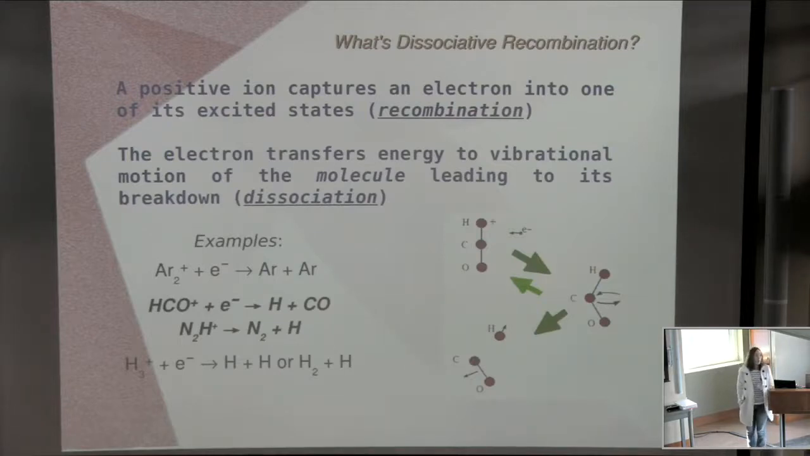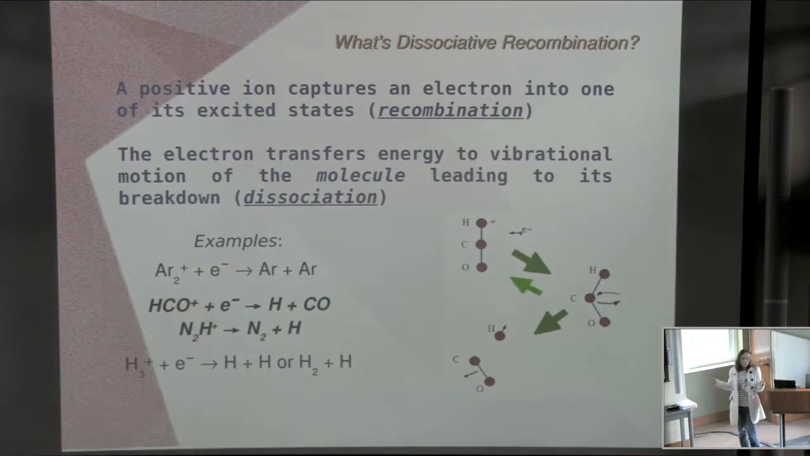I'm sure everybody already knows what dissociative recombination is. It was explained here in at least two different talks, but just for the sake of completeness: dissociative recombination is a recombinative process in the entrance channel, when the electron collides with a positive molecular ion, and dissociative in the exit channel. When the electron transfers its kinetic energy to the vibration of the nucleus, the nuclei eventually vibrate away. Here are some examples of dissociative recombination for diatomic and triatomic molecules.